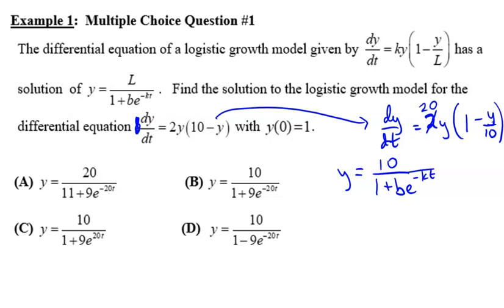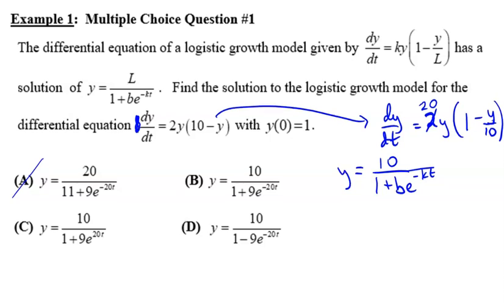Right off the bat, we can eliminate this because of that 11 situation right there. Now let's look at our initial condition. We know that y of 0 equals 1, so the ordered pair 0, 1 is t comma y.